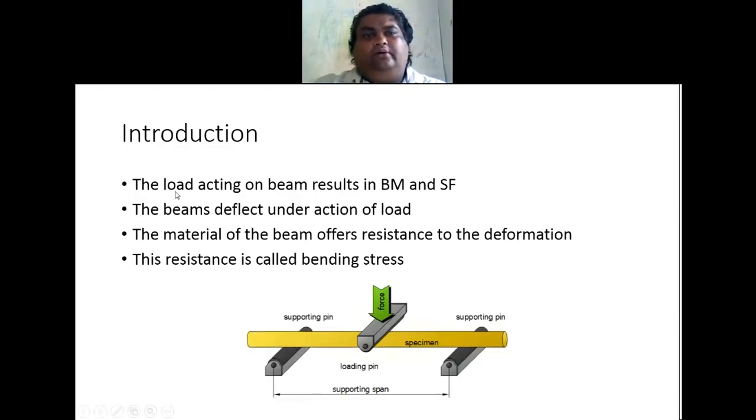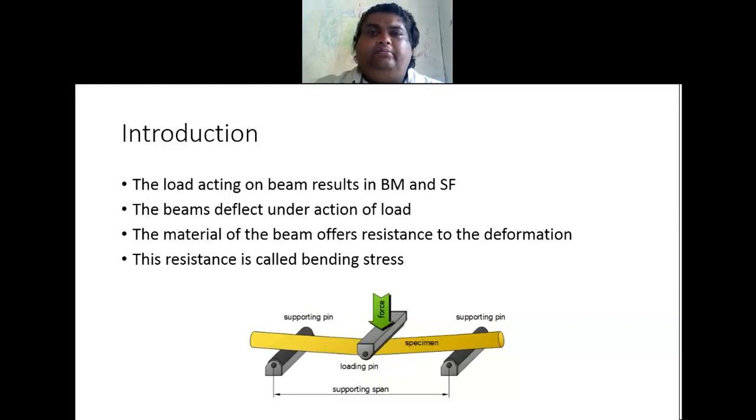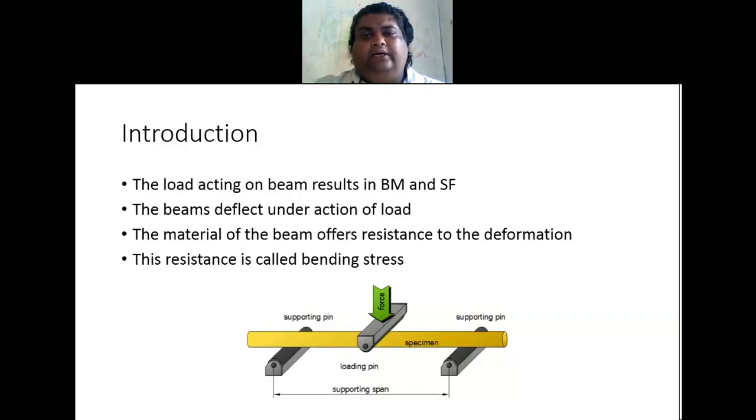Whenever a load is applied on a beam, it results in bending moment and shear force. We have studied this in detail in unit number 2, and we have also represented the variation of bending moment and shear force along the length of the beam, along the span of the beam, in graphical form, and we call that BMD and SFD. Right? We have done that already.